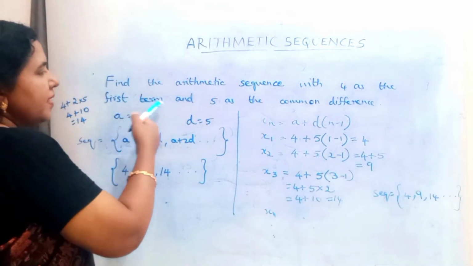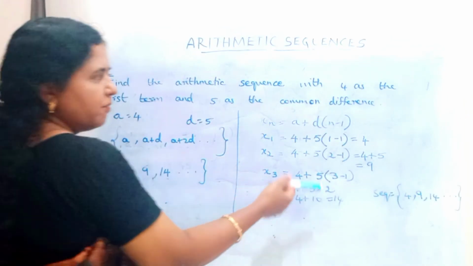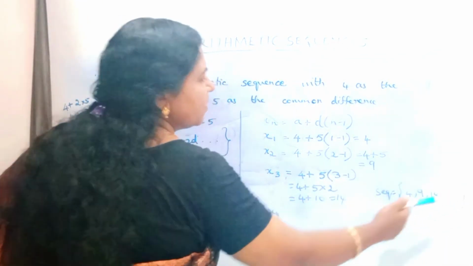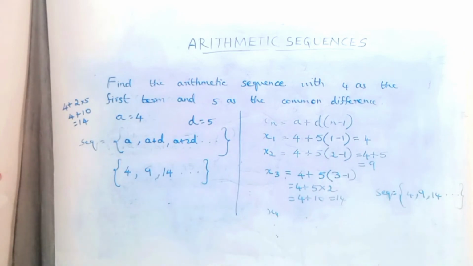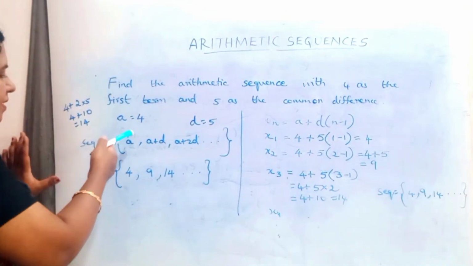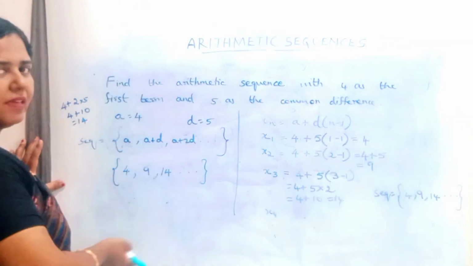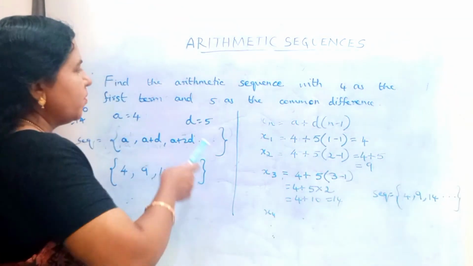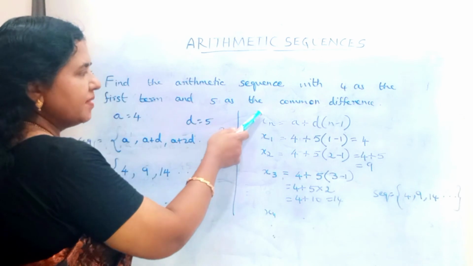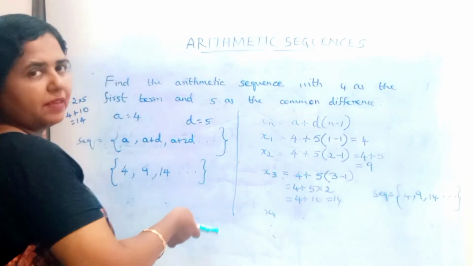Since here there is no condition given about the total number of terms, we have to consider it as an infinite sequence only. So I have used dots here. Okay, so now this required sequence is 4, 9, 14, etc. So now in this way also we have obtained the same answer. So we can go by any way. Okay, so in this way, if the first term as well as the common difference is given, we can easily find out the arithmetic sequence.